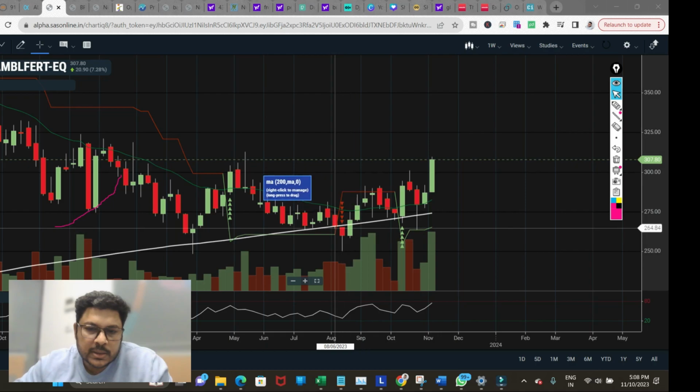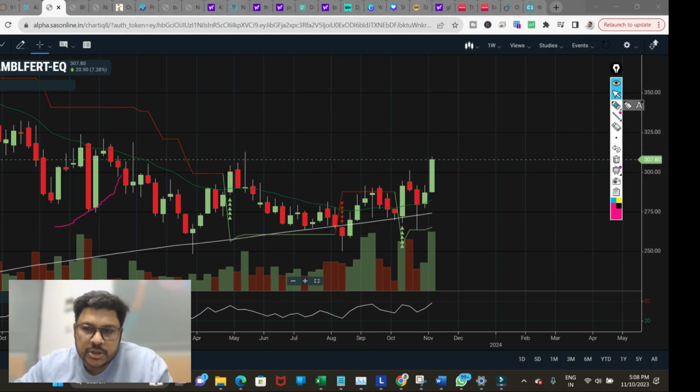Okay, like this, then you have to exit. So this was a bullish entry, this was a bullish entry, but this hit your stop loss. That's fine. So when you lose, your losses will be small, but your winners will be long. So that is how we are going to gain.